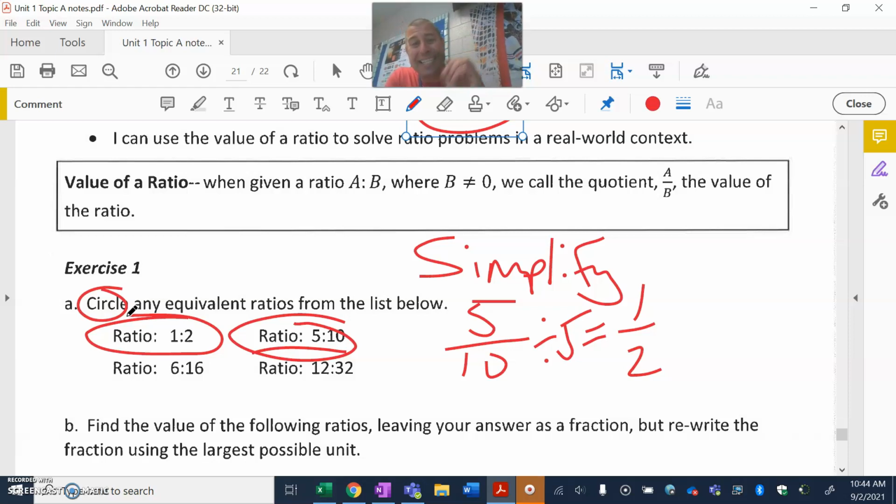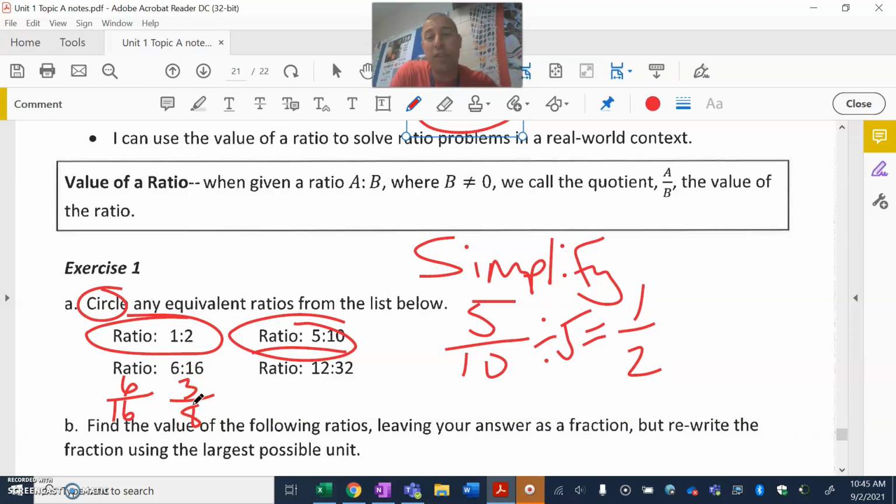Let's look at the 6 to 16. I'm going to write it as a fraction, and I've got to find a number to divide by. Well, for 6, I'm thinking of my multiplication facts. I can do 2 times 3. Can you do 16 divided by 3, though? No. Can you do 16 divided by 2? Yes. Okay, so I can divide by 2 there. 6 divided by 2 is 3. 16 divided by 2 is 8. So I've got this ratio of 3 to 8.